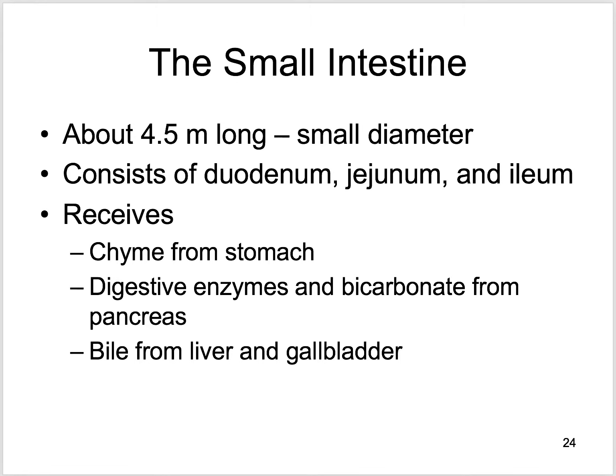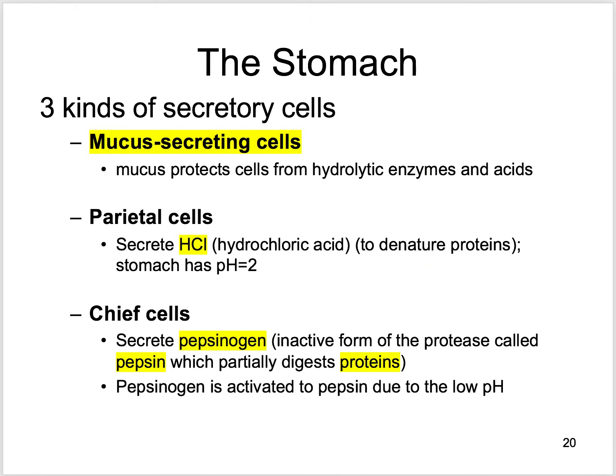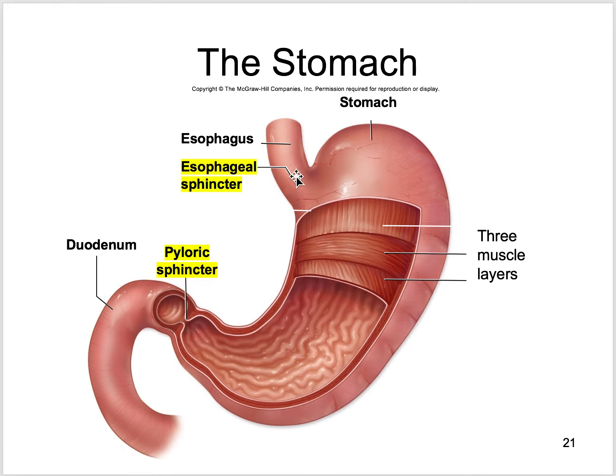So once we made it past the stomach, and let me jump back to a picture for you. Once we make it through the stomach, through the pyloric sphincter, we are in the small intestine. The first region of the small intestine is known as the duodenum.